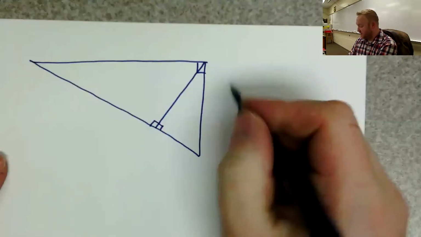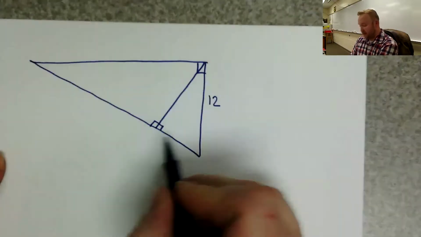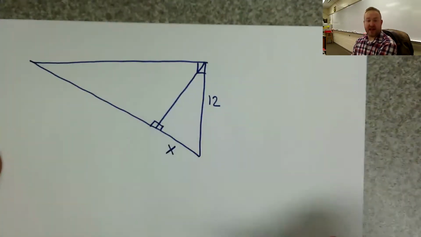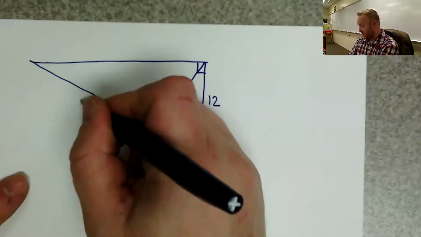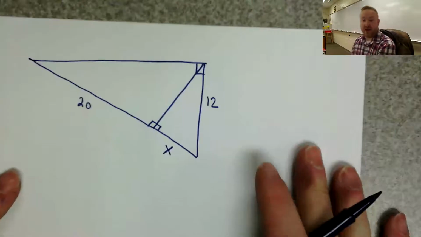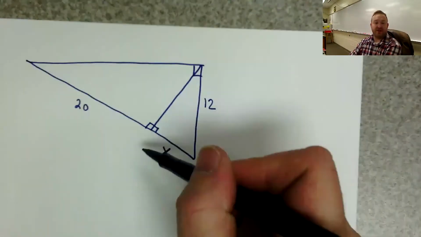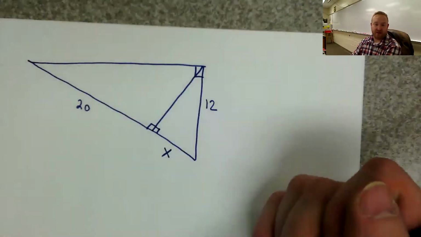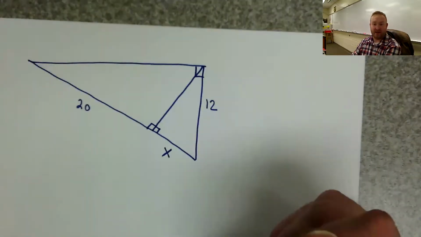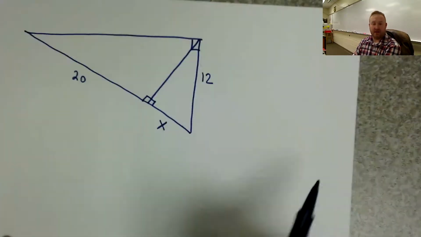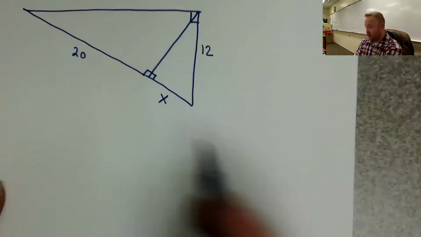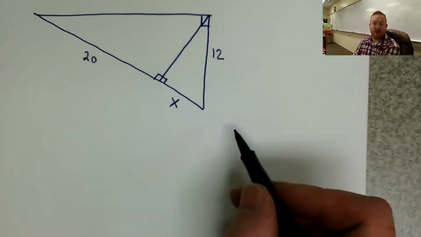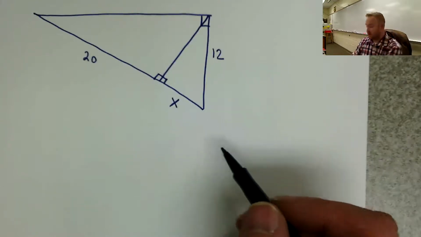Let's say this side is 12. This little segment is x, and this other segment here is 20. Okay. Now, again, you can see I'm not using the altitude here. I'm using a leg. It is the leg that is always the geometric mean. So I'm going to write out the statement. You don't always have to write this out, but you at least need to think it.